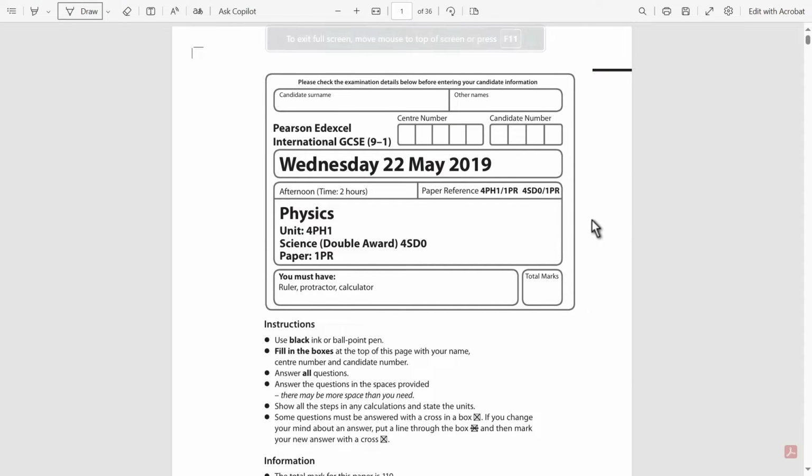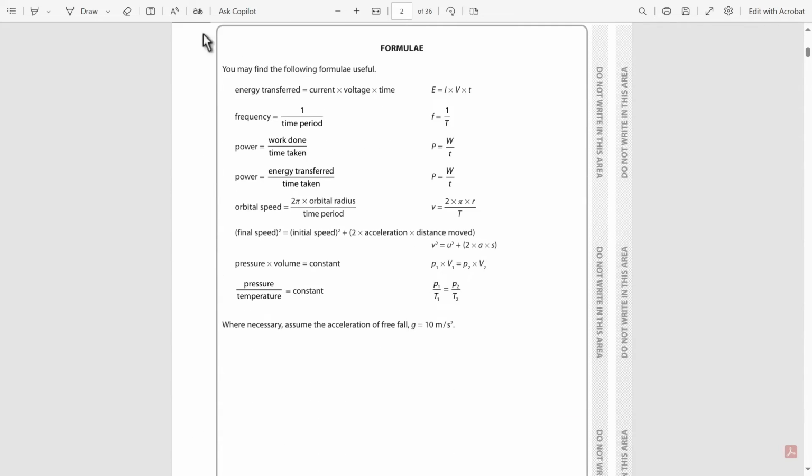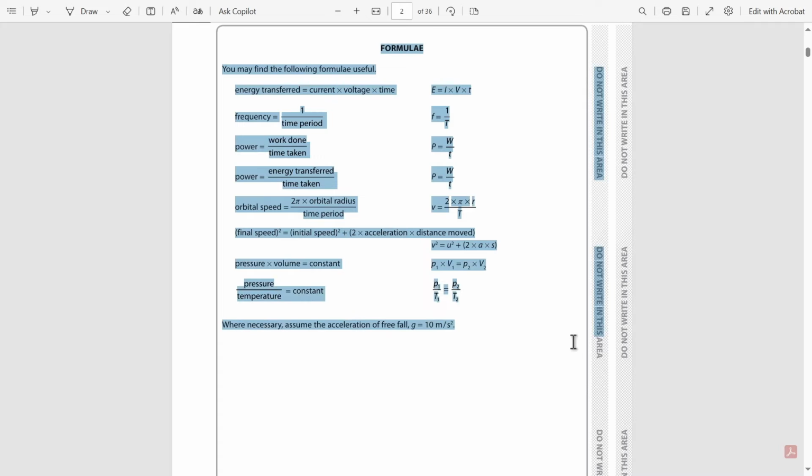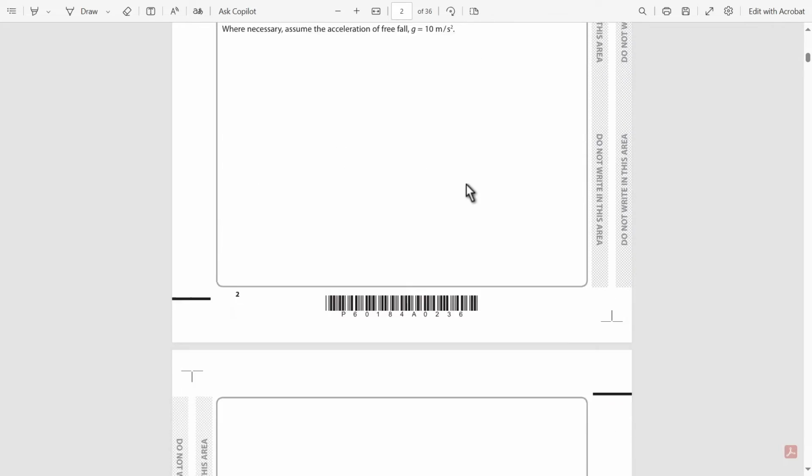We're going to be doing the Physics 1PR paper from 2019 June. It's not really June, it's actually May, but okay, June it is. So here are the formulae we're going to be using. Some of these you may know off by heart, and some you may not. It's easier for you to know these off by heart because then you can understand what to do for certain questions. But nonetheless, let's get past that.